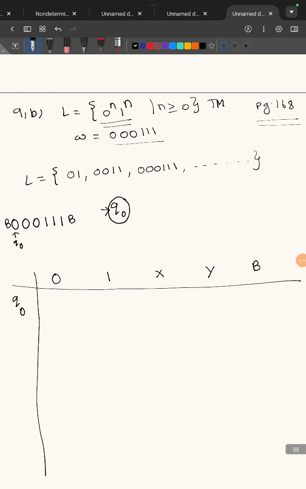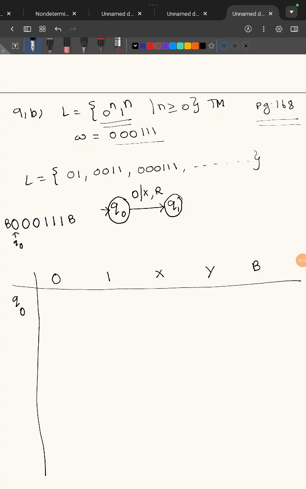What are we reading? We are reading 0. So on reading 0, what are we going to do? We are going to replace the 0 with x, right? So I will go to the state Q1. I am reading the symbol 0, which I am going to convert to x, and I will move my pointer to the right hand side, because after changing the 0 to x, we have to move towards the right to check whether there is a 1 for the checked 0, right?